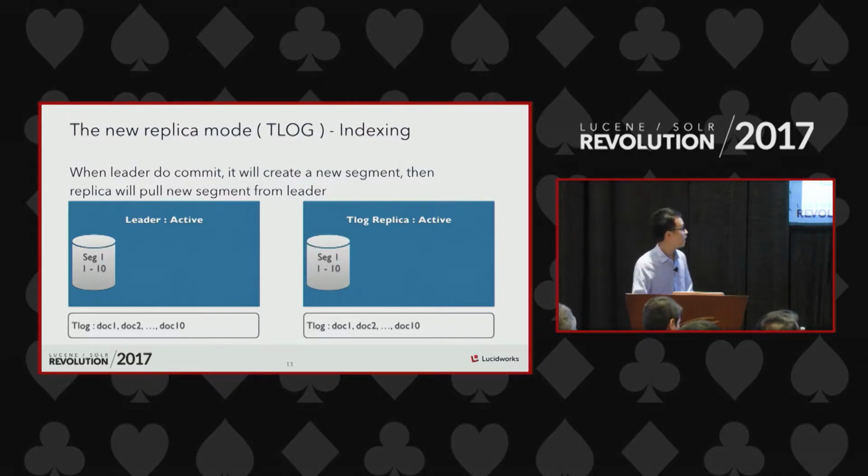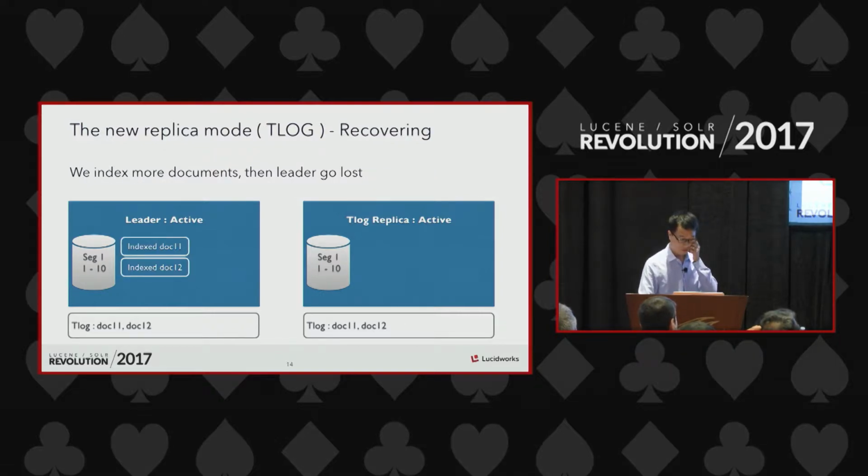After pulling the new segment from the leader, the replica and leader have the same index, right? 10 documents in this case. So what happens if the leader goes down? What about the recovery process? Let's take a look.